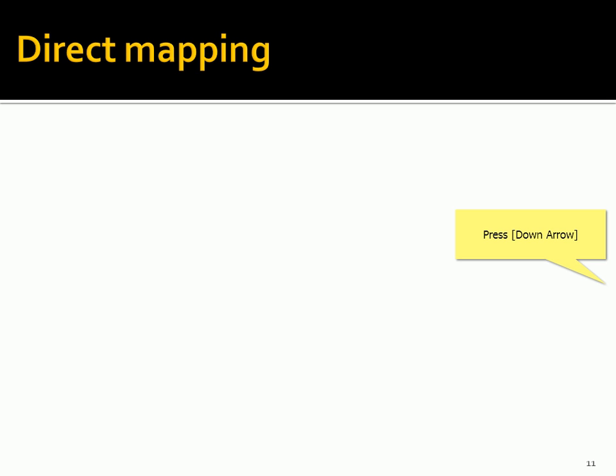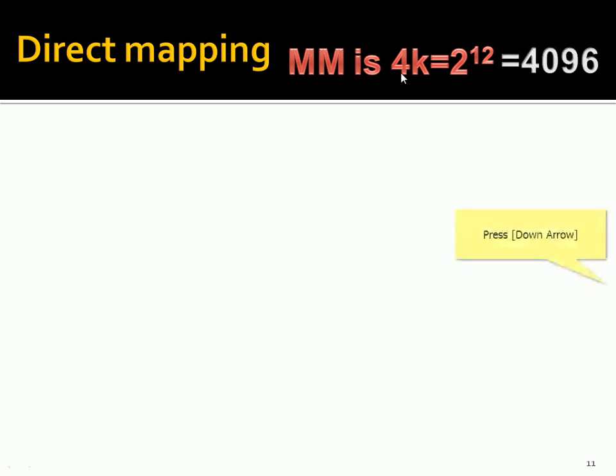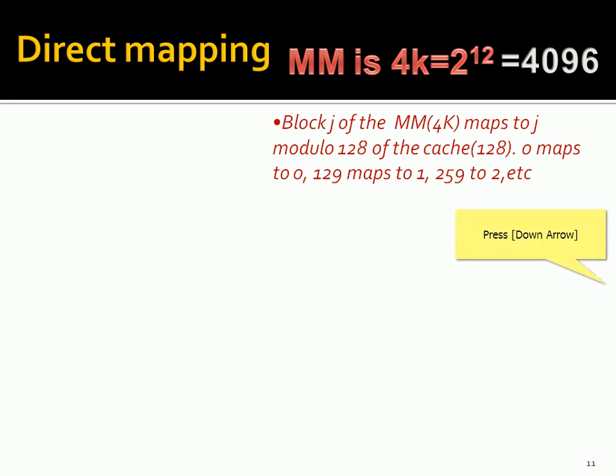So another placement policy is the direct mapping policy, right? The same data we can take as an example: 4 kilobytes of main memory, with the help of 2 power 12, that is 12 address lines, is essential to uniquely identify the location. So that is 4096. Block J of the main memory maps to J modulo 128. For example, block 4 maps to 4 modulo 128. So in that place we can place it in the cache of 128.